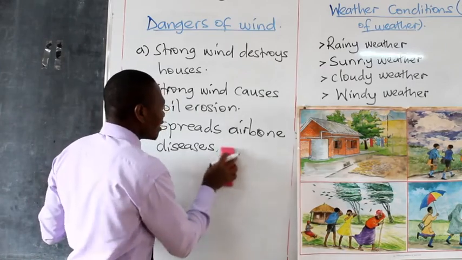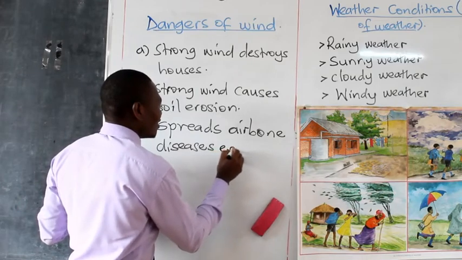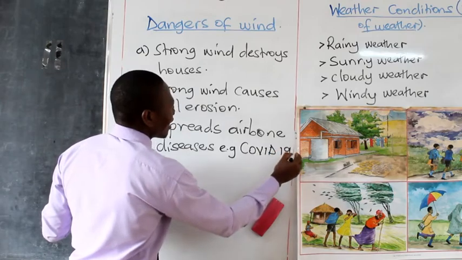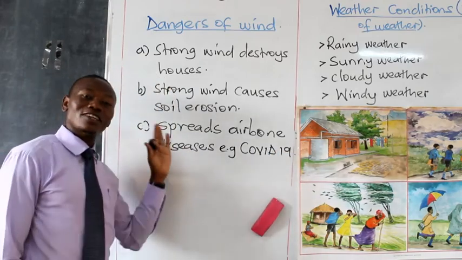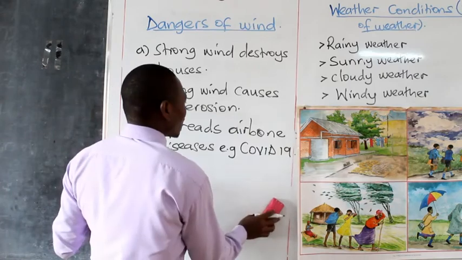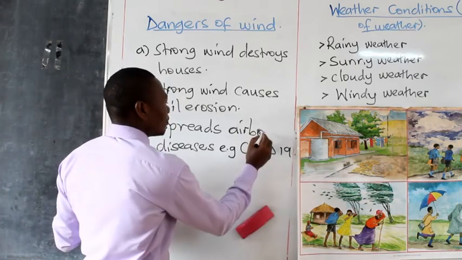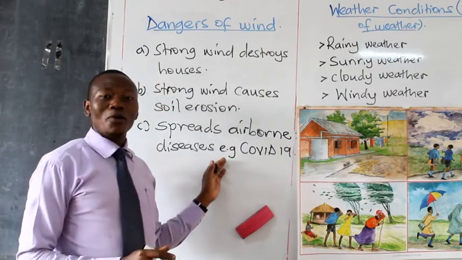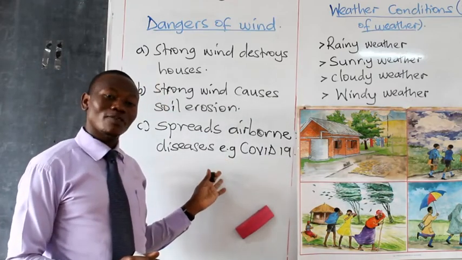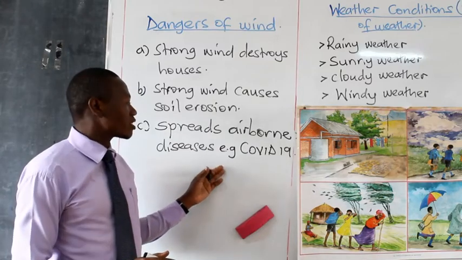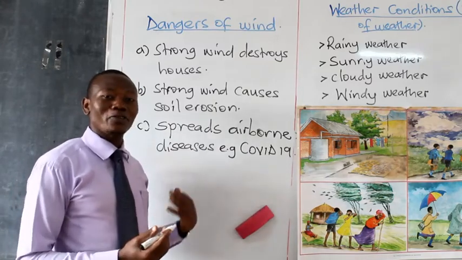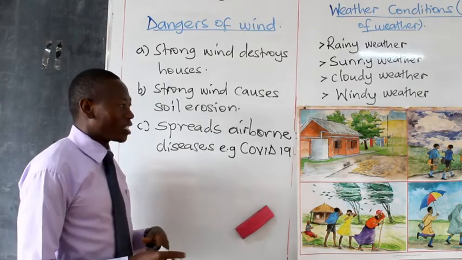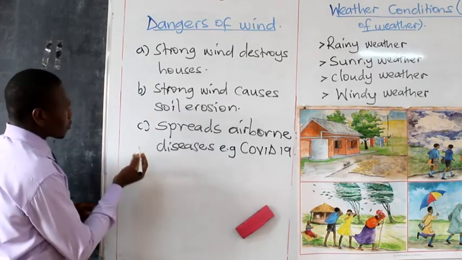Example, COVID-19. That's why you should always wear a mask while in public. So to control flu we use the mask, because when somebody sneezes, it does not have an effect.